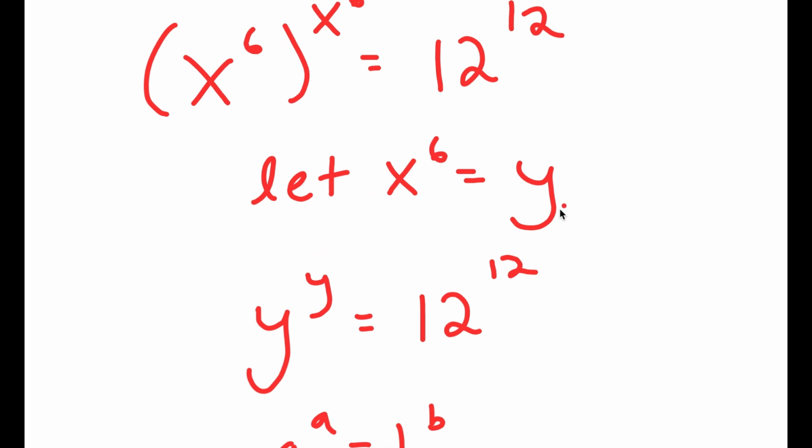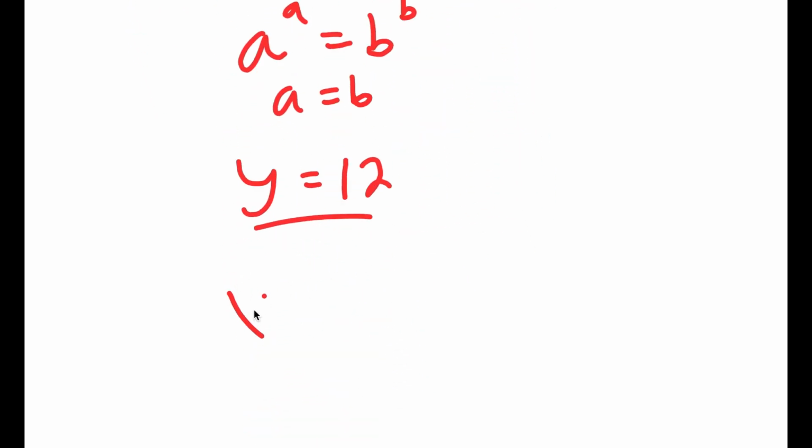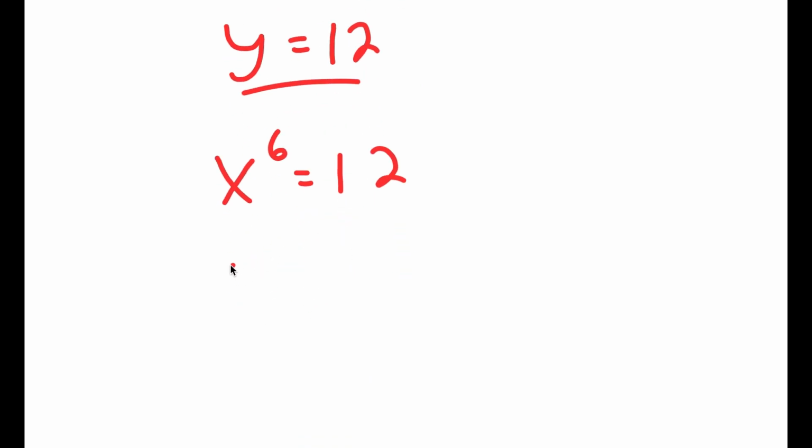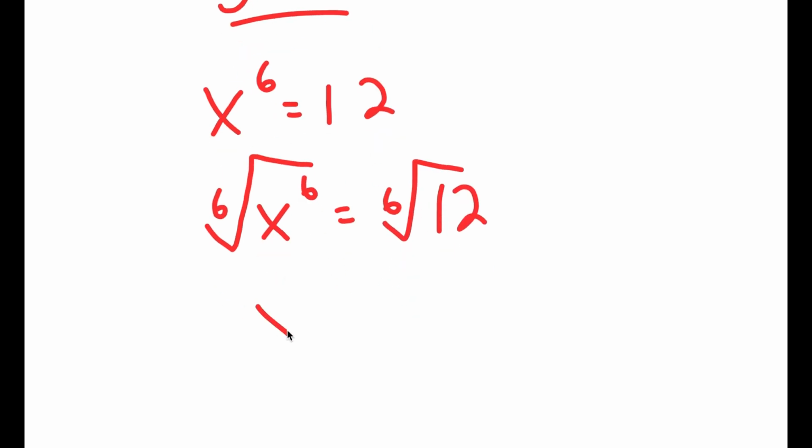Now we let x to the power of 6 equal to y, meaning x to the power of 6 is equal to 12. And now to solve this, I'm going to take the 6th root on both sides. So I get x is equal to the 6th root of 12.